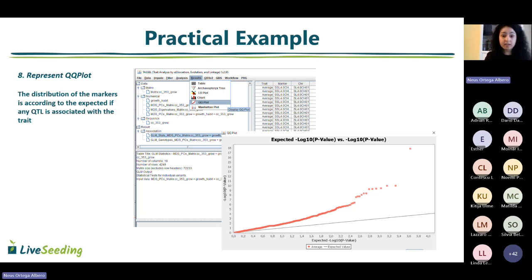Basically what you can see here is the distribution of the markers, the SNPs, the bases that we have seen, according to the expected. The expected would be the hypothesis that no marker is related to the trait, but as we can see here, the markers are going up in the distribution and are not following the expected. So that would mean that some QTLs are actually related to the trait.